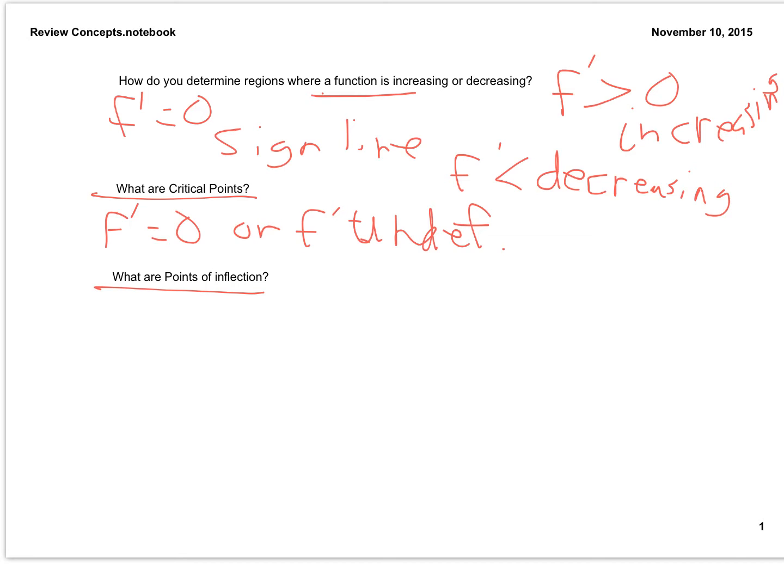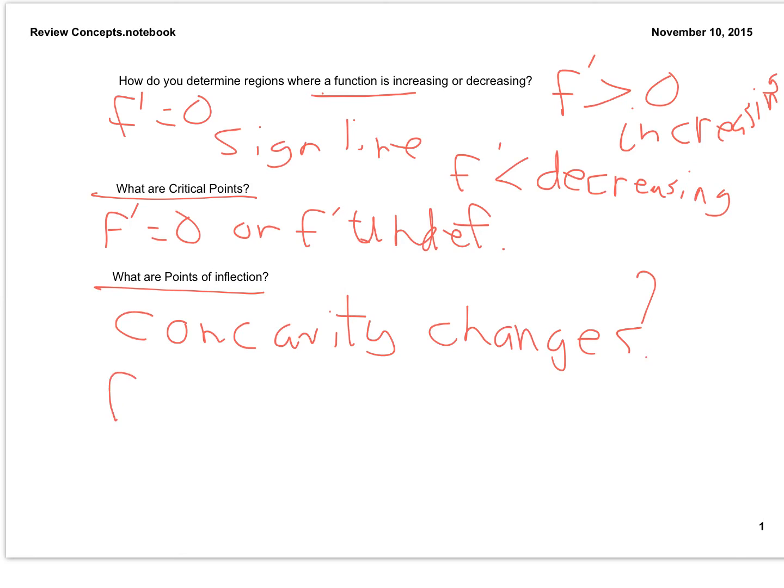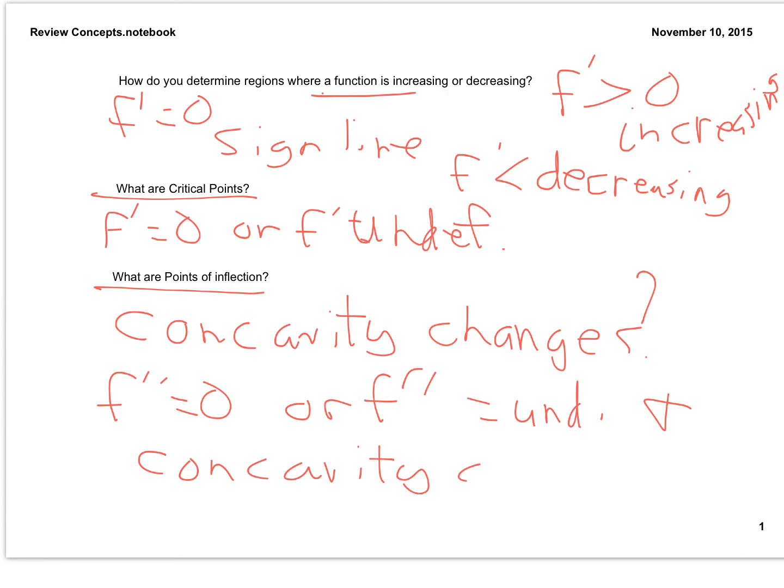Inflection points, however, are a little bit different. Remember, inflection points are all about concavity. And inflection points are where the concavity changes. And that's a crucial piece to it there. To be an inflection point, the second derivative has to equal 0, or the second derivative is undefined, and at the same time the concavity changes. That just means that the sign changes on the second derivative from positive to negative or from negative to positive. You have to have both these things, the second derivative being 0 or undefined and the concavity changing, for it to be an inflection point.